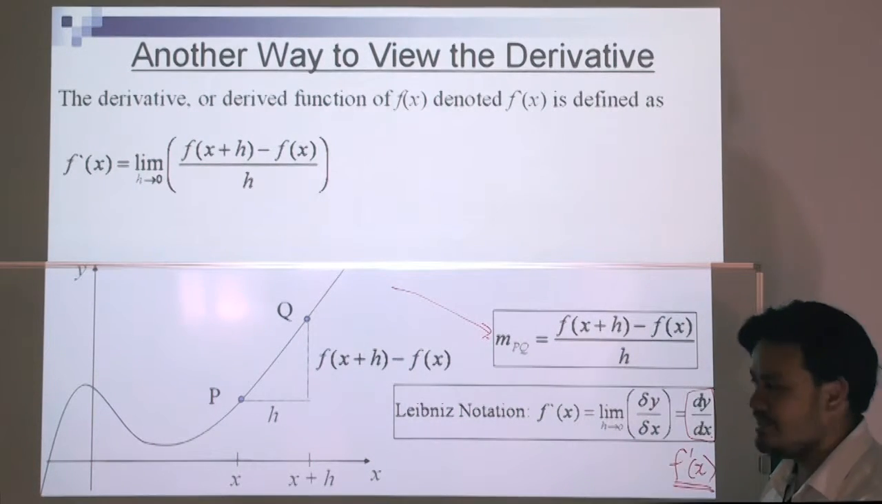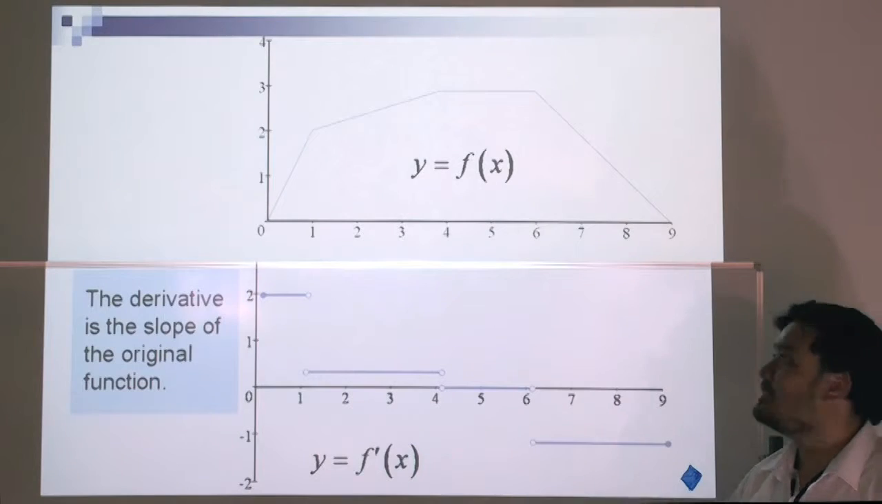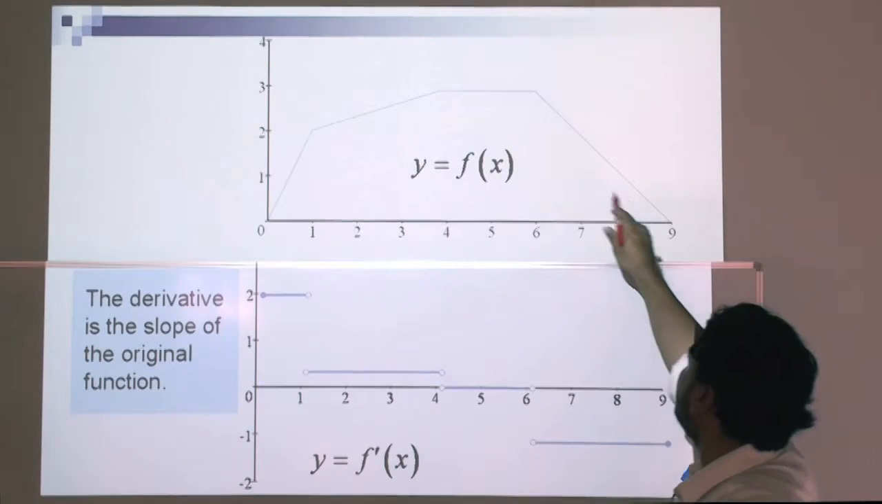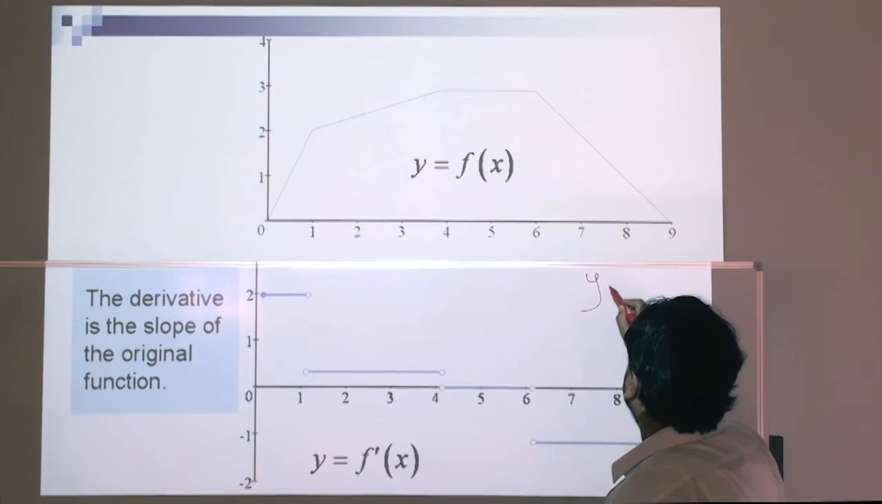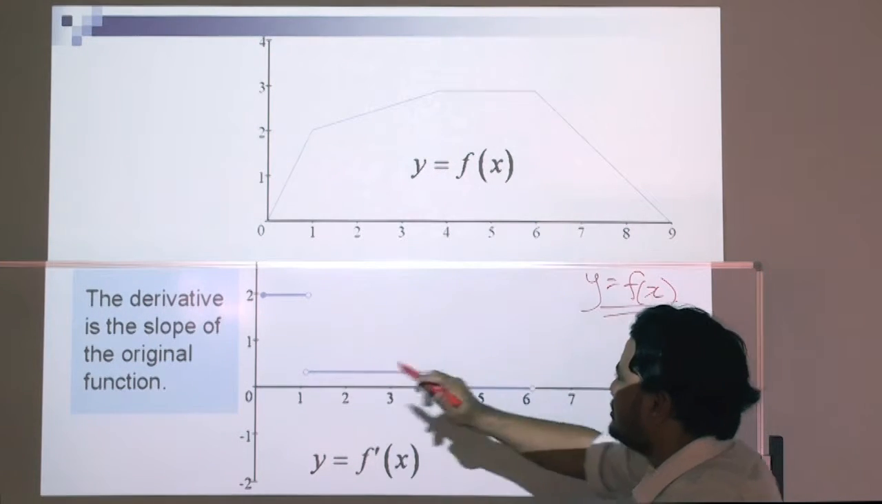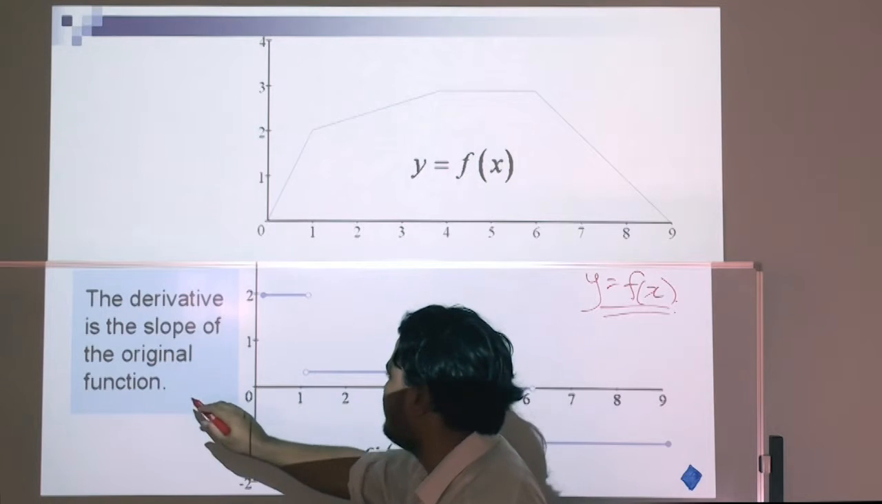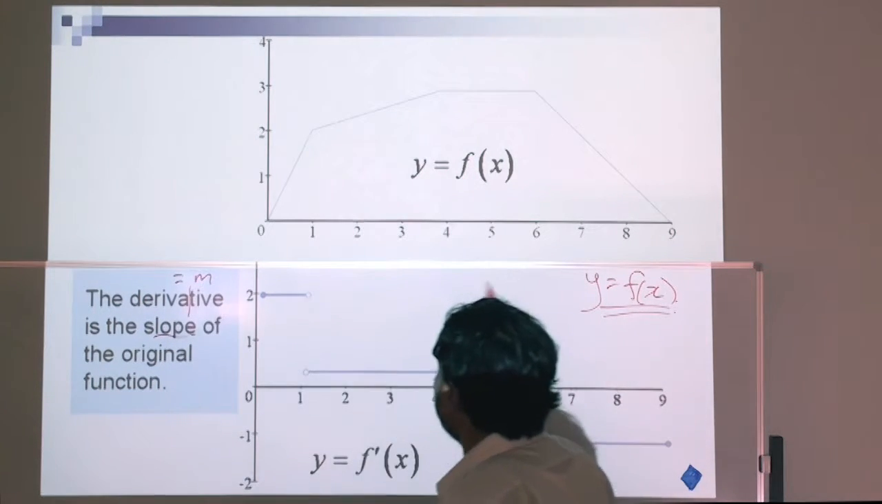Sounds confusing? Let's go through some examples. Okay, so let's have a look at this graph here. You can see that blue line. We have an example, y is equal to f(x), this equation. So the derivative is the slope of the original function. So the derivative is equal to m.